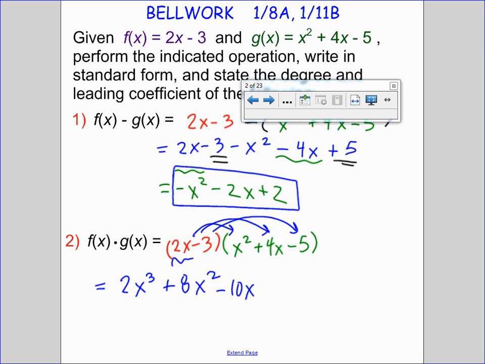Now we're going to focus in on that second term, the negative 3 in that first polynomial, and we'll distribute that through the second set of parentheses term by term. So let's do that. Negative 3 times x squared is negative 3x squared. Negative 3 times positive 4x is minus 12x. And negative 3 times negative 5 is plus 15. Notice how we've taken each term in the first polynomial and multiplied it to each term in the second polynomial.